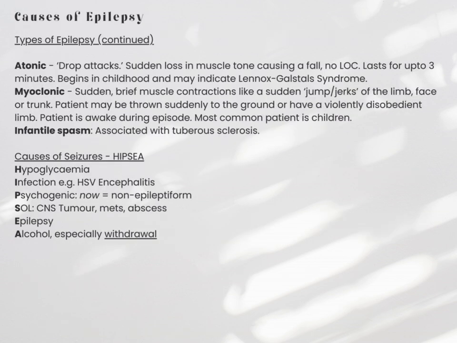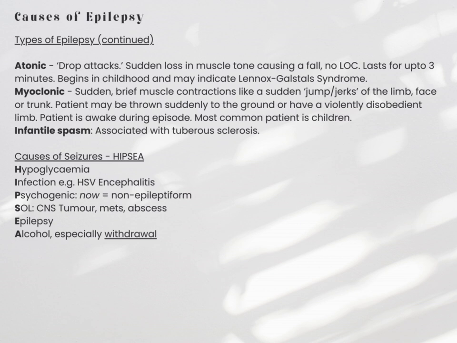Other types of epilepsy include atonic seizures, which is where there is a sudden drop of muscle tone, causing a very sudden fall, but usually no loss of consciousness. And this usually lasts up to 3 minutes. And then myoclonic seizures is when there is a very brief and sudden muscle jerking of the face, limb, or trunk, and the patient may suddenly be thrown to the ground or have violent jerking in one or more of their limbs. The patient is usually awake during these episodes, and the most common patient demographic is children.